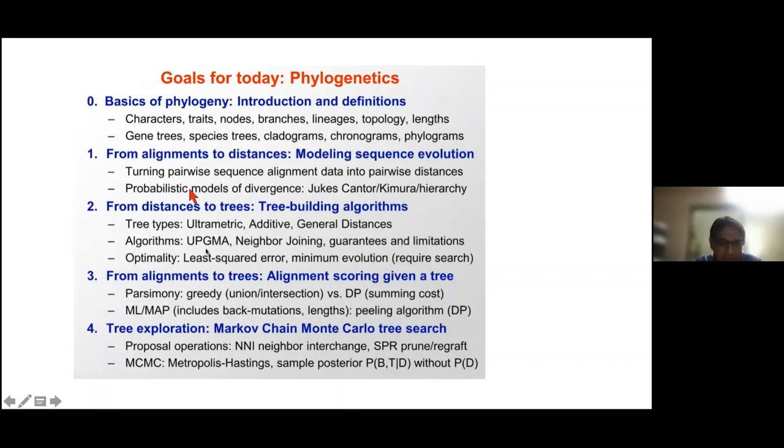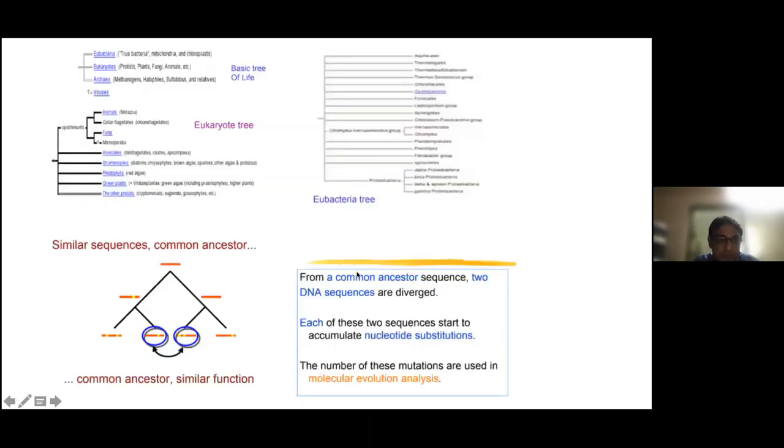I think we might be able to cover UPGMA and neighbor joining today, because it might take longer. Then in the next class, we look into how we can create the trees using the different software. We'll not cover the Markov chain Monte Carlo trees of the Bayesian model. Okay, so one of the assumptions is like that.